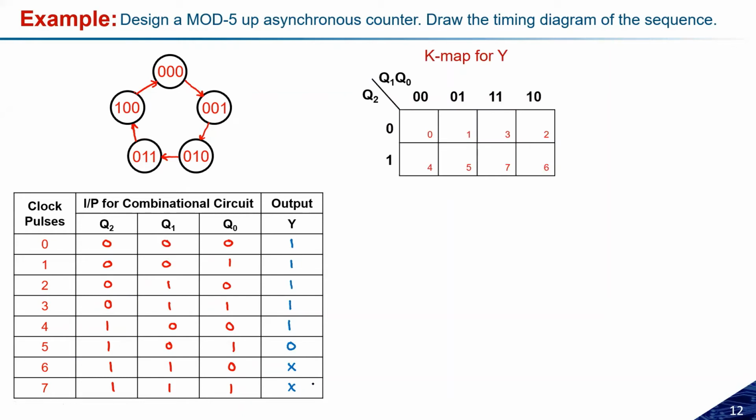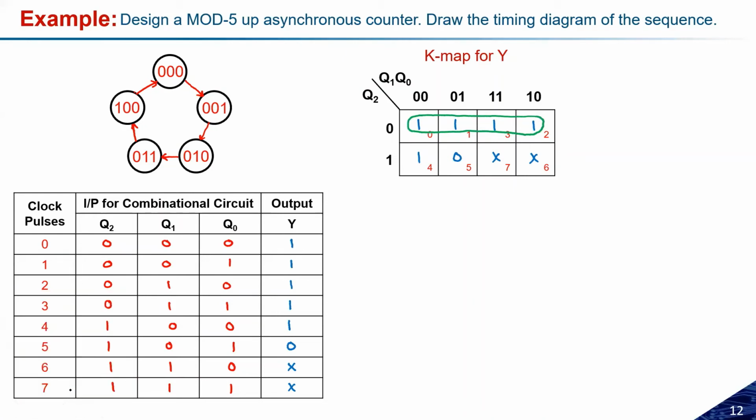So let us try to see here. It will be 1 1 1 1, and then 4 is also 1, 5th is 0, 6 is don't care, and this is don't care. So the K-map for y will be like this. Now let us make the pairing. How can we make the pairs? One quad is possible here. So this is the one quad which is possible.